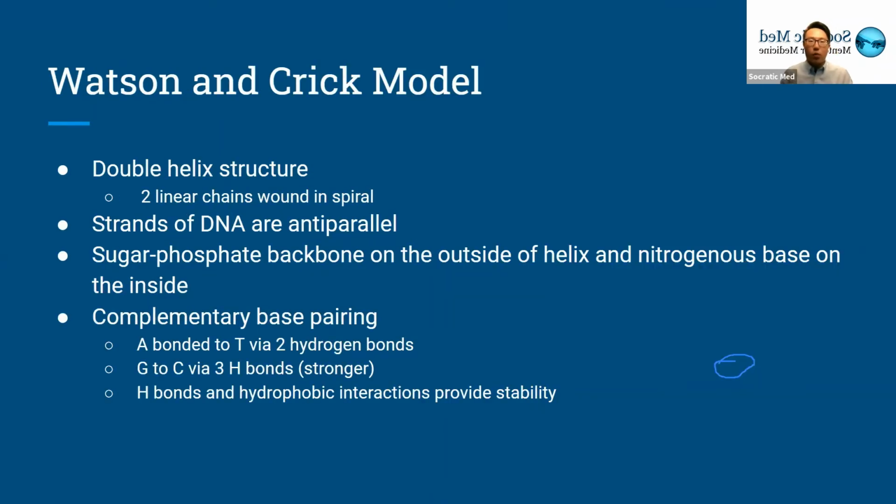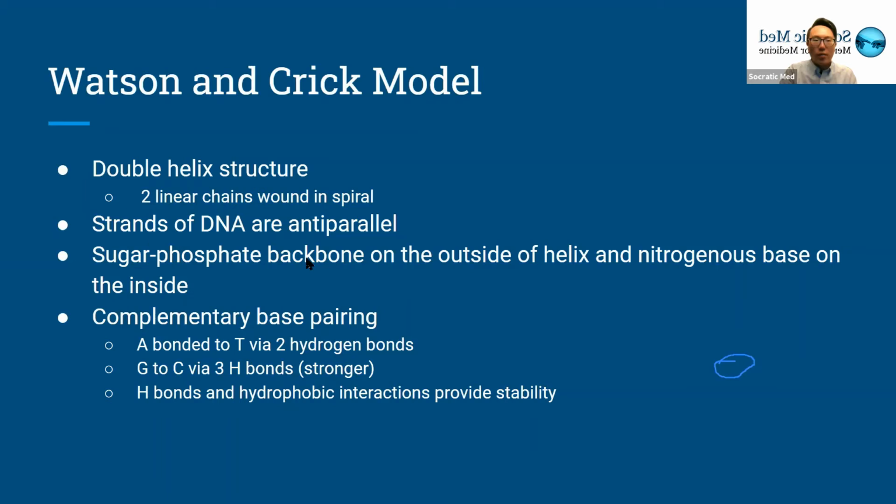So there's the Watson and Crick model of DNA. In their experiments, they found that DNA is a double helix structure. They have two linear chains wound in a spiral. So like I said, DNA is double-stranded, and the double-chain strand of two linear chains is wound in a spiral, and it forms a helix-looking structure.